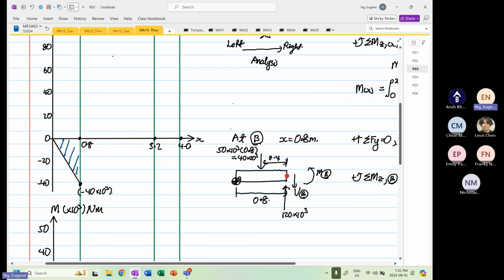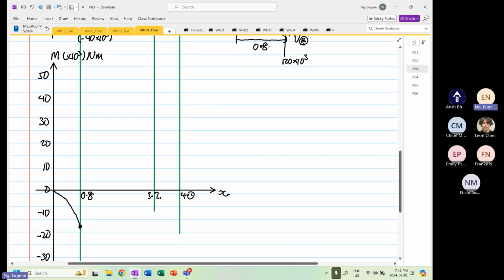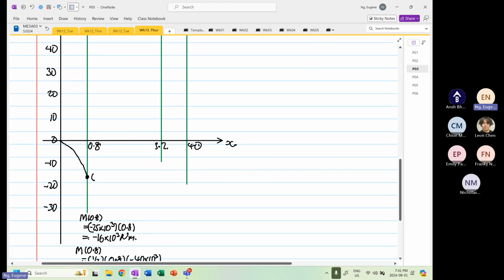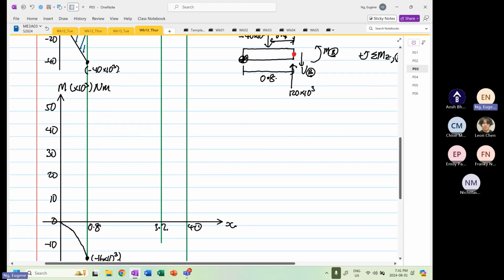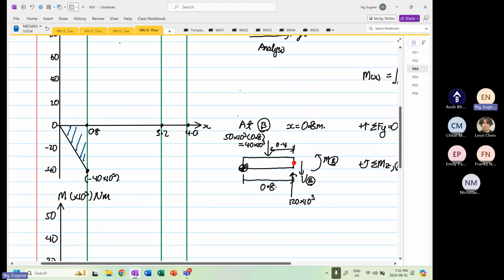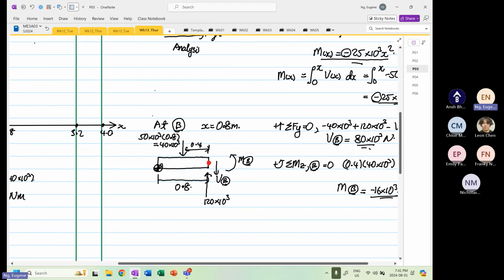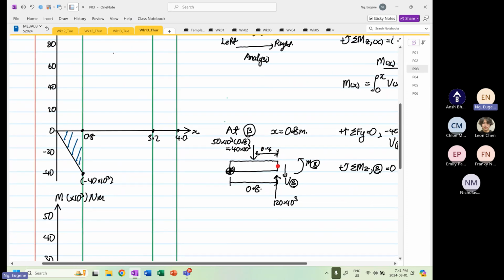So at point B, the moment is still equal to minus 16 times 10 to the power 3. However, our shear force, due to the reaction at point B, is going to go up by 80. The magnitude is 80 times 10 to the power 3.